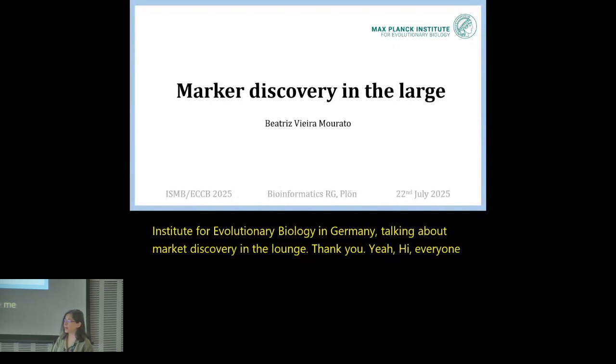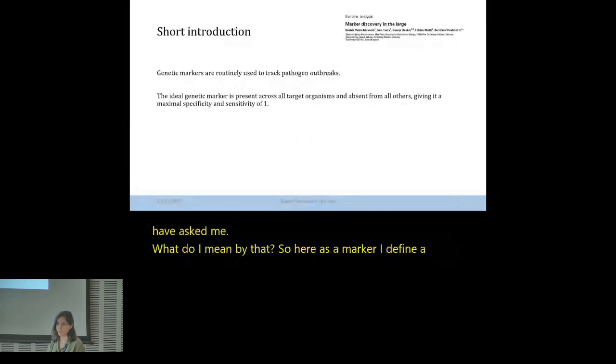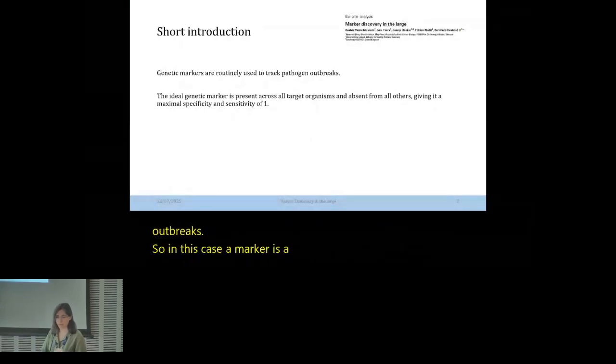Anyway, markers. A few of you have asked me what I mean by that. Here, I define a marker as a genomic region that can be used to track pathogenic outbreaks. In this case, a marker is a region that is unique to your taxon of interest, your organism or a pathogen, and is absent from all others. You can use this to develop, for example, PCR primers. Ideally, these PCR primers should be highly specific and sensitive, so you are always able to pick your organism and you're 100% sure of what you're picking.